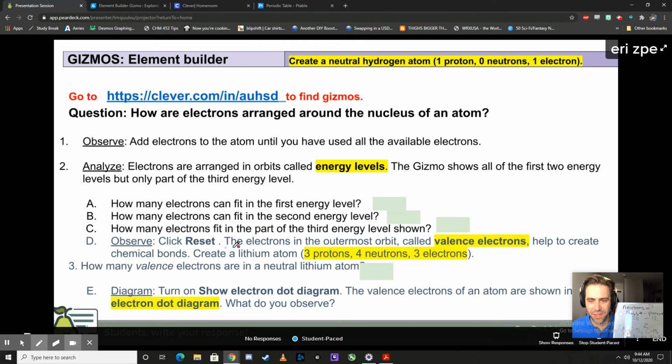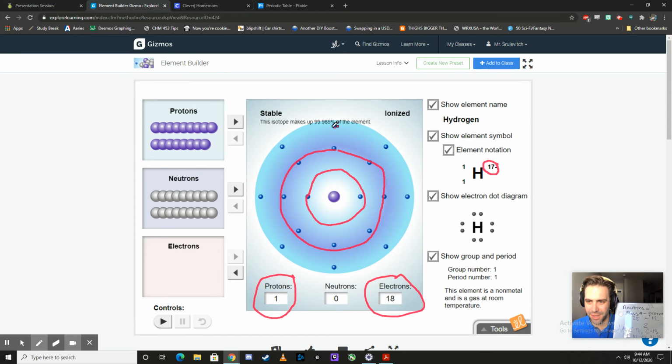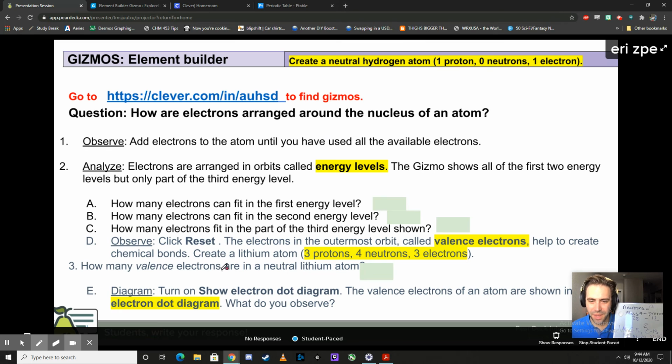All right, how many electrons fit in the part of the third energy level shown? Okay, let's see. 1, 2, 3, 4, 5, 6, 7, 8. So there's our atom. So we have 2, 8, and 8 for A through C. 2 electrons fit in the first energy level, 8 electrons in the second energy level, and 8 electrons in the third, or part of the third energy level.